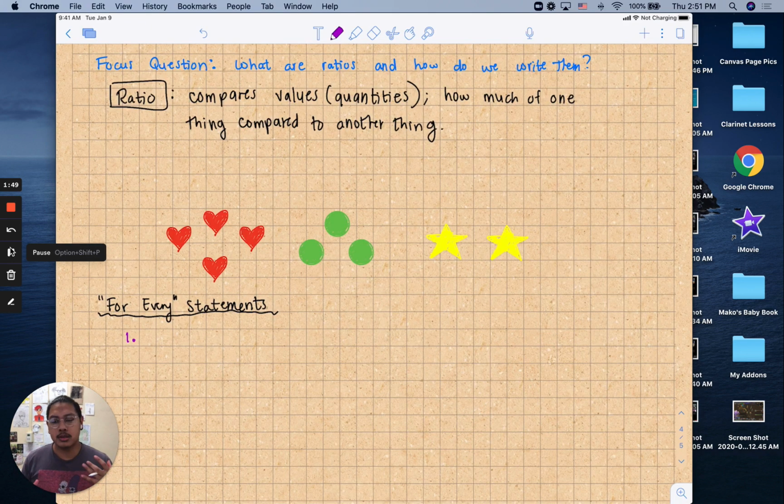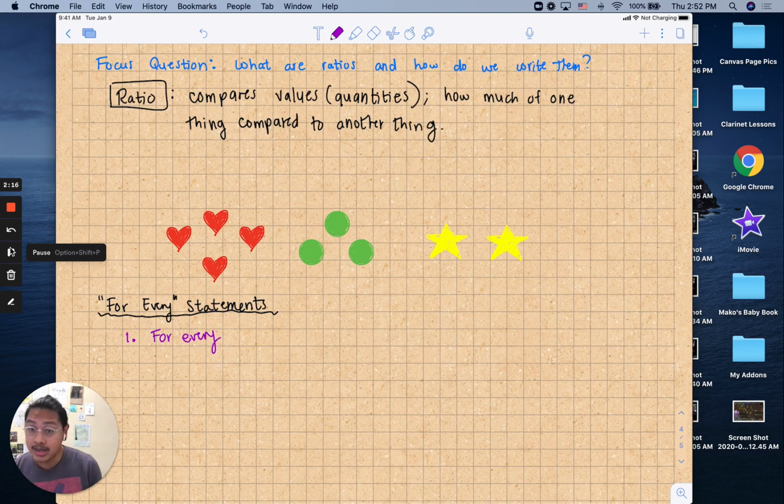To get us started thinking about ratios, we have these things called for every statements. So I want you to take a look at this drawing that I have here. Okay, you're probably already thinking some things that you might see show up on our notes here. Okay, so here's an example. Here's a for every statement.